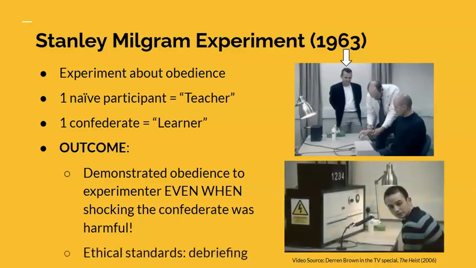Unfortunately, Milgram did not debrief the naive participants after the study, and some of them developed anxiety and PTSD-like symptoms because they thought they had killed someone. Today, social psychology experiments have high ethical standards for the use of deception by requiring informed consent before the study begins and debriefing after the study ends.